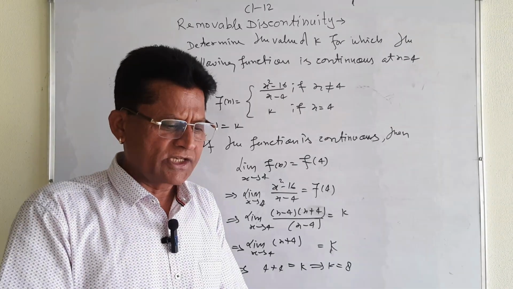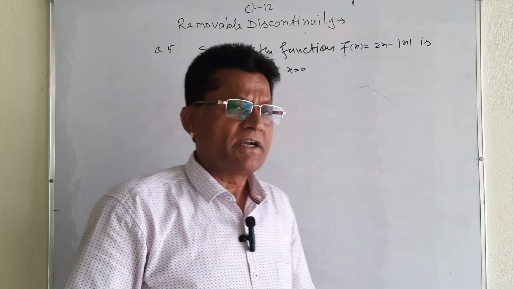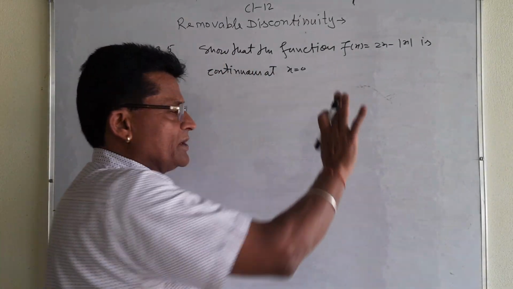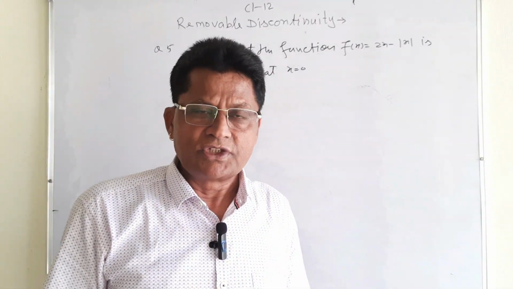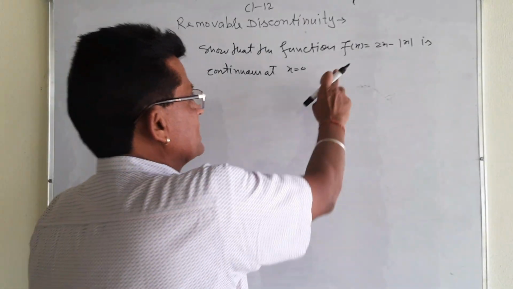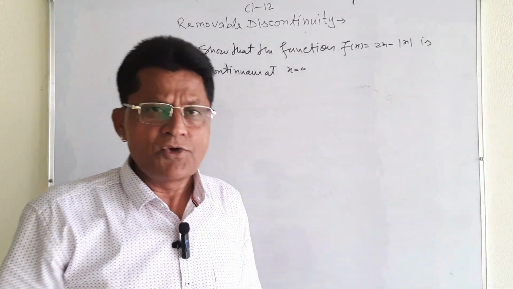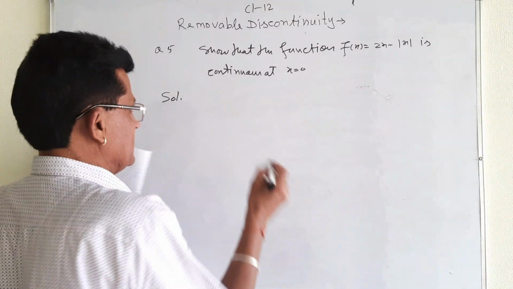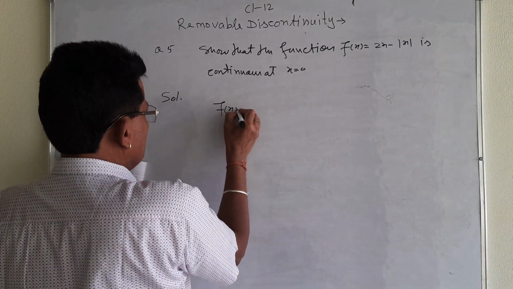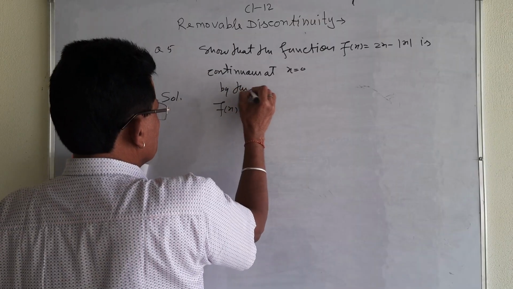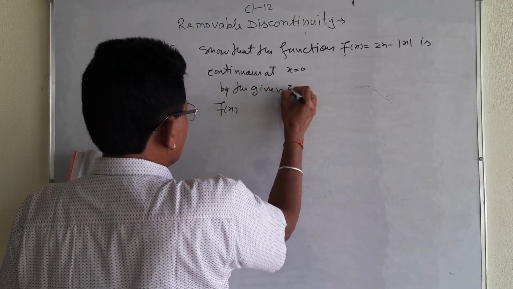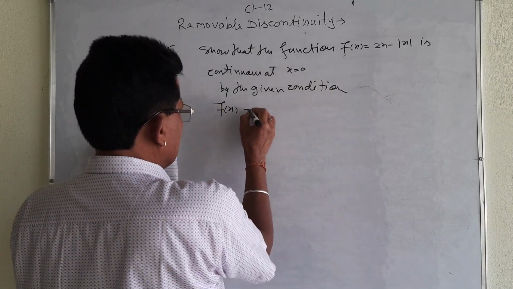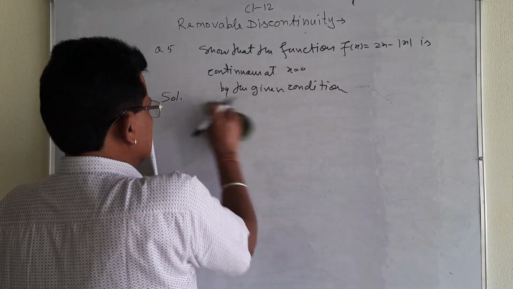Most important question, my dear student, I will take one more question related to continuity. My dear student, it is not difficult to prove the continuity at x is equal to 0 for this function. But first of all, you rearrange the function. How can you rearrange the function? Solution. I will tell you the simplest procedure for this one. Let me take f(x). By the given condition, what should the value of f(x) be? Tell me.